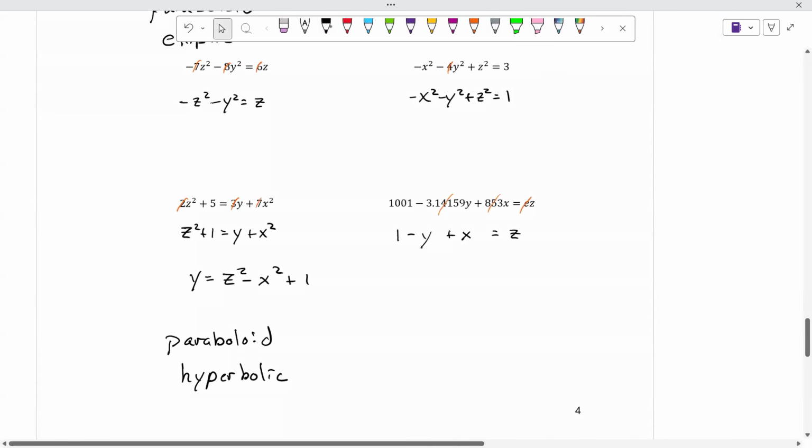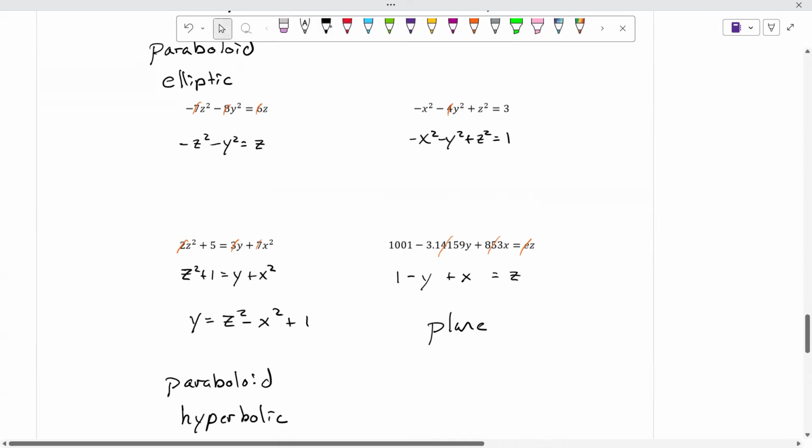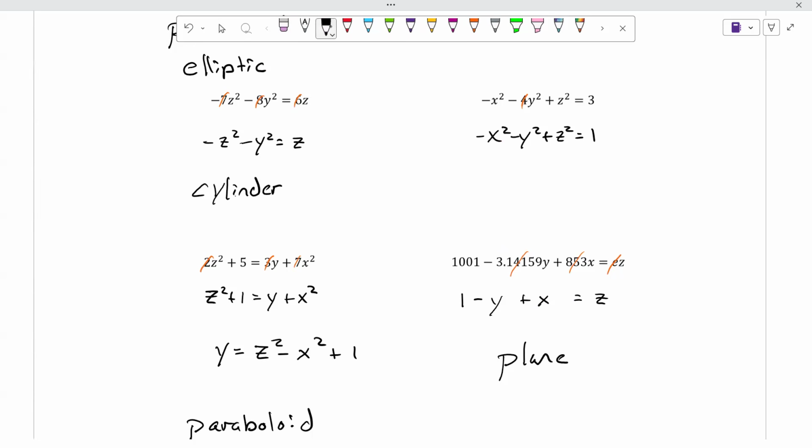While I'm down here, the one over to the right, that one's pretty easy. All my terms are linear, so it's a plane. Above the one I was working on a moment ago, negative z squared minus y squared equals z. I've only got two variables out of my three potential options. Anytime I'm missing one of my variables, I have a cylinder. Don't even need to think harder than that. We'll just call it a cylinder.